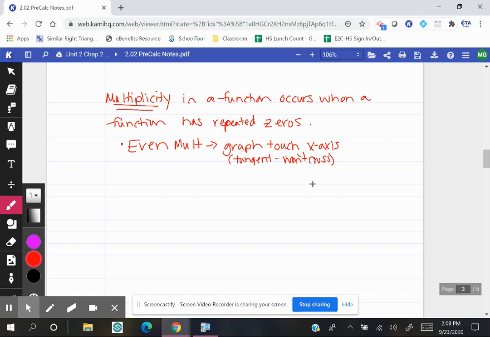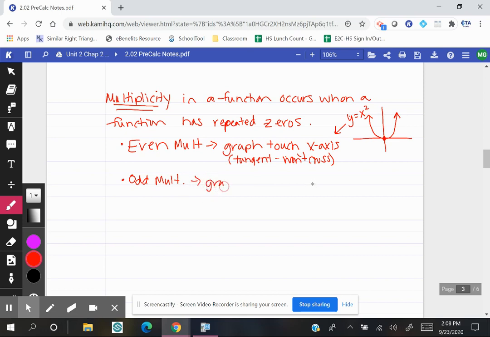To help you remember that, I always like to think of y equals x squared, because that has an even exponent. So easy to remember here, y equals x squared. We all know what that looks like. And here at where your 0 would be, it's going to be an even multiplicity at 0, so it'll be tangent to the curve.